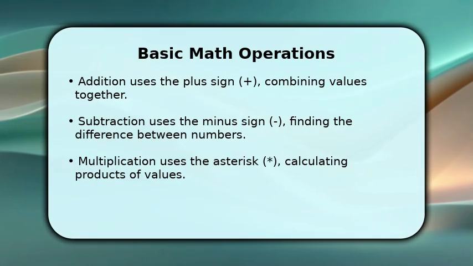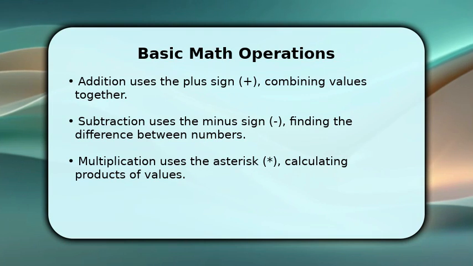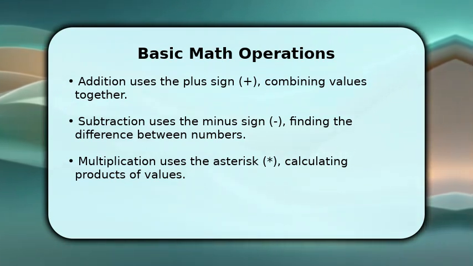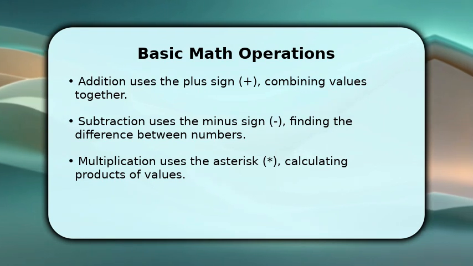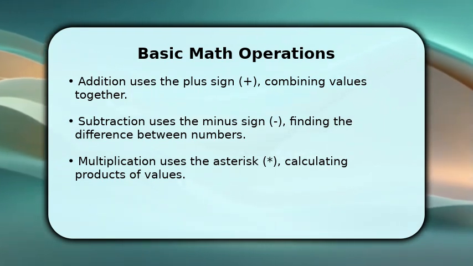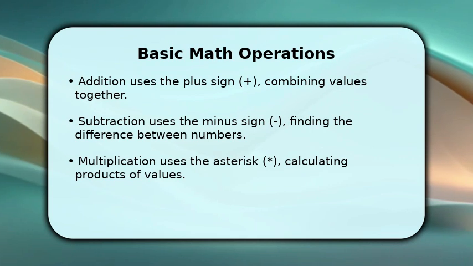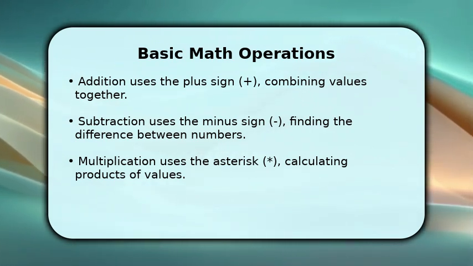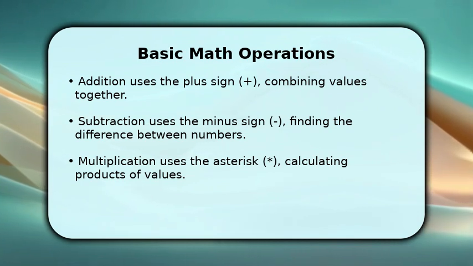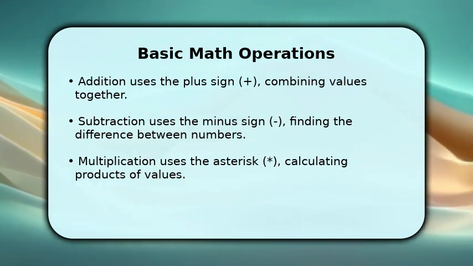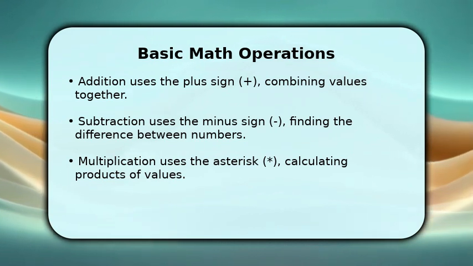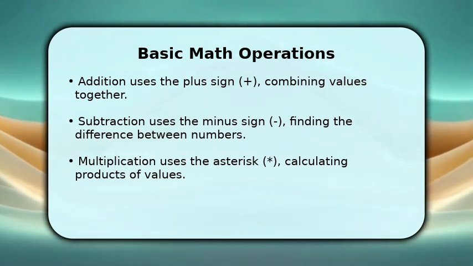Let's explore basic arithmetic operations. You can add values using the plus sign, like equals A1 plus B1. For subtraction, use the minus sign, such as equals C5 minus D5. To multiply, use the asterisk, for example, equals E2 asterisk F2. And for division, use the forward slash, like equals G3 slash H3. These fundamental operations are the building blocks for more complex calculations in your spreadsheets.